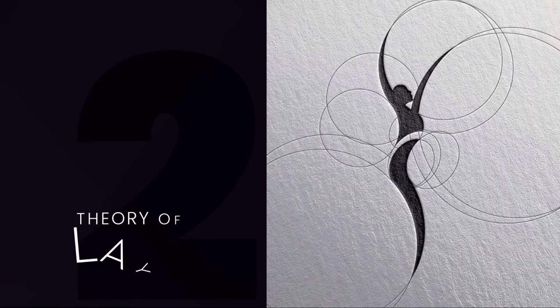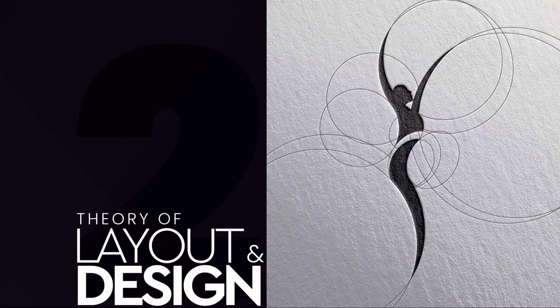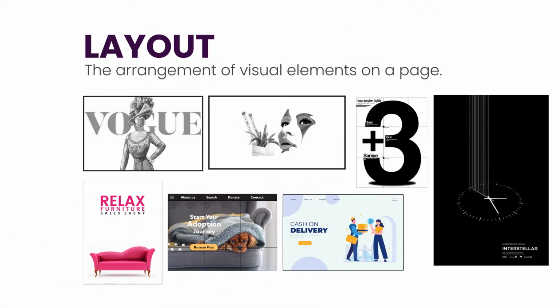In today's class, we shall be taking a look at the theory of layout and design. When we see good designs, a notable thing about them is that objects are well placed. They are in an organized way. Nothing is arbitrary. Layout refers to the way in which we arrange the elements on a page. It also speaks about how each element relates and interacts with one another to suggest or convey meaning.